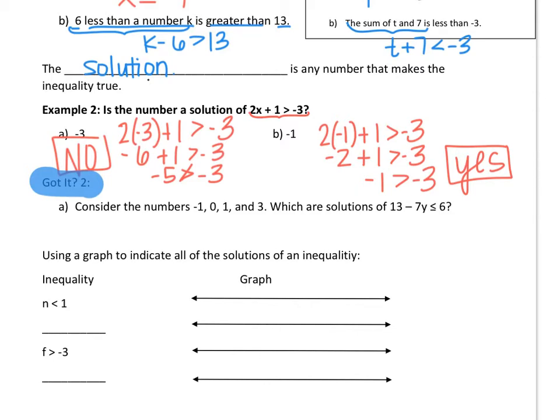Alright, got it, number 2, 1 and 3 are solutions to the inequality, which means when you plug in 1 and 3, you get the answer.